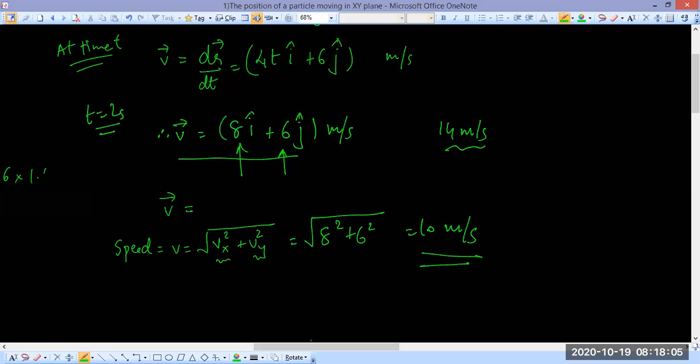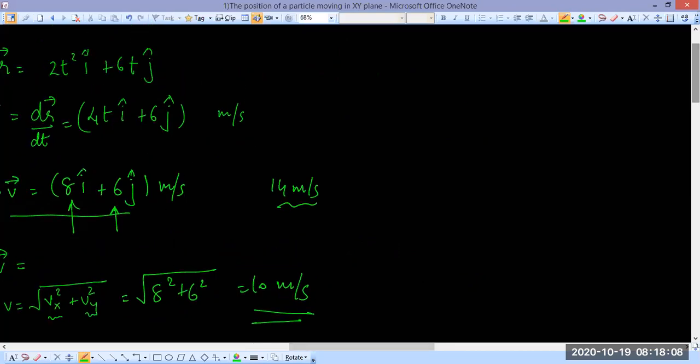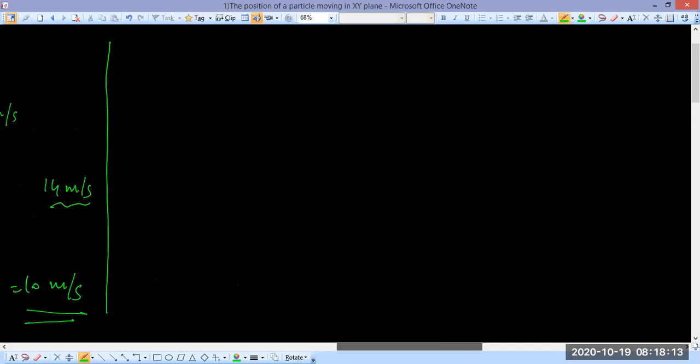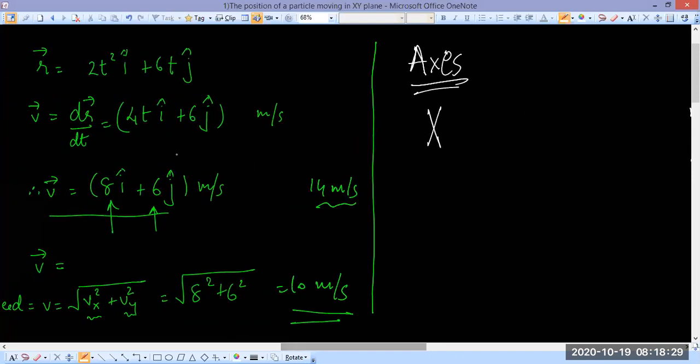Okay, see, there is one more way to do it. Listen to this carefully. Maybe all this seems complicated to you. I'm not saying it is easier, but let's try. That way is that you do separate calculations for x and for y. First of all, you compare this r vector with 2t square i caret plus 6t j caret. So the x coordinate is 2t square. Clear?